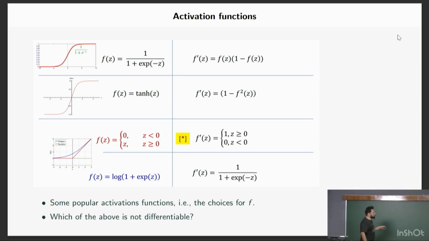So these are the choices for the activation function. This is sigmoid. There are good and bad properties as such. If you look from a maths point of view, this is a nice differentiable function.